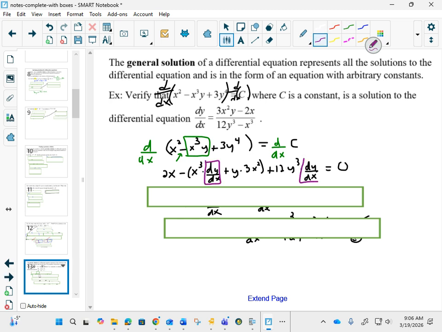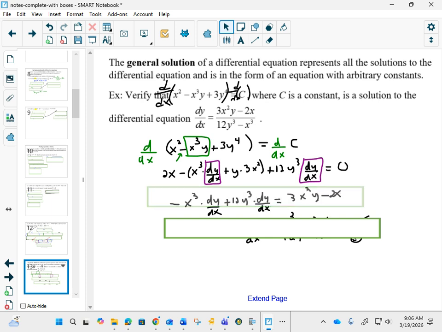I have a dy/dx there and a dy/dx there. Recall, when solving for dy/dx in implicit differentiation, you put everything that doesn't have a dy/dx on the right-hand side, move it over. That involves moving over my 2x, and my negative 3x squared y, which becomes a positive 3x squared y.